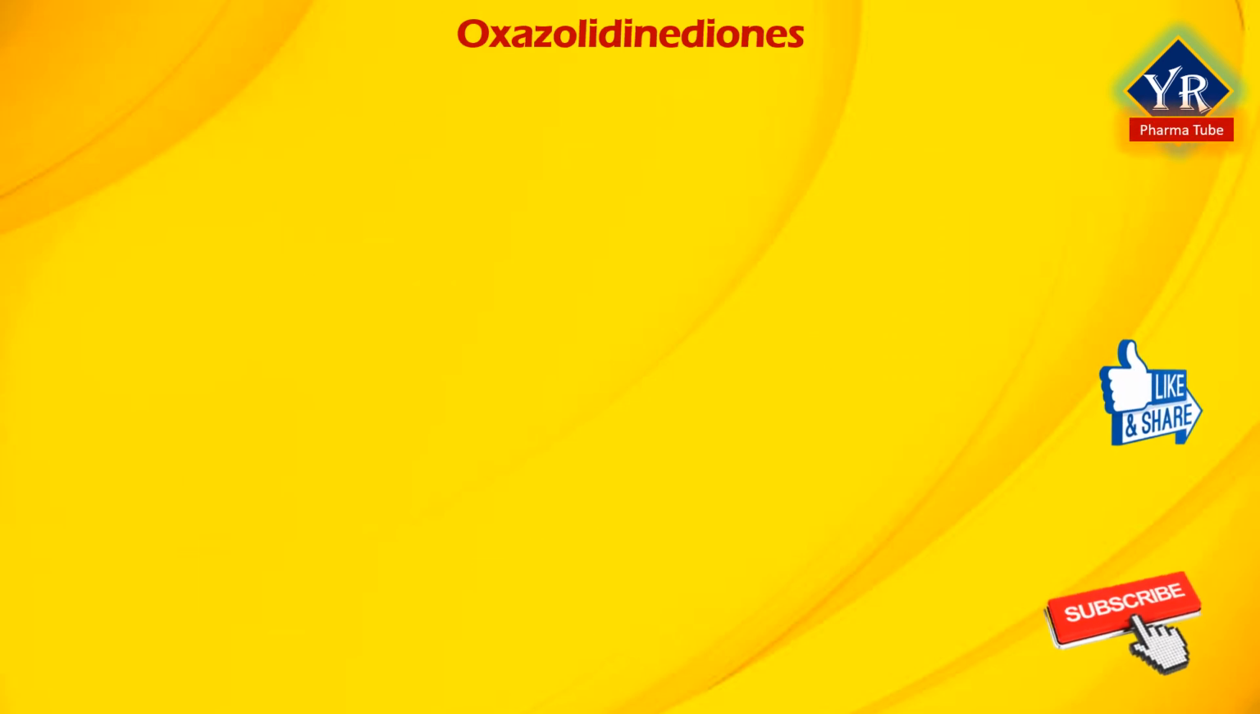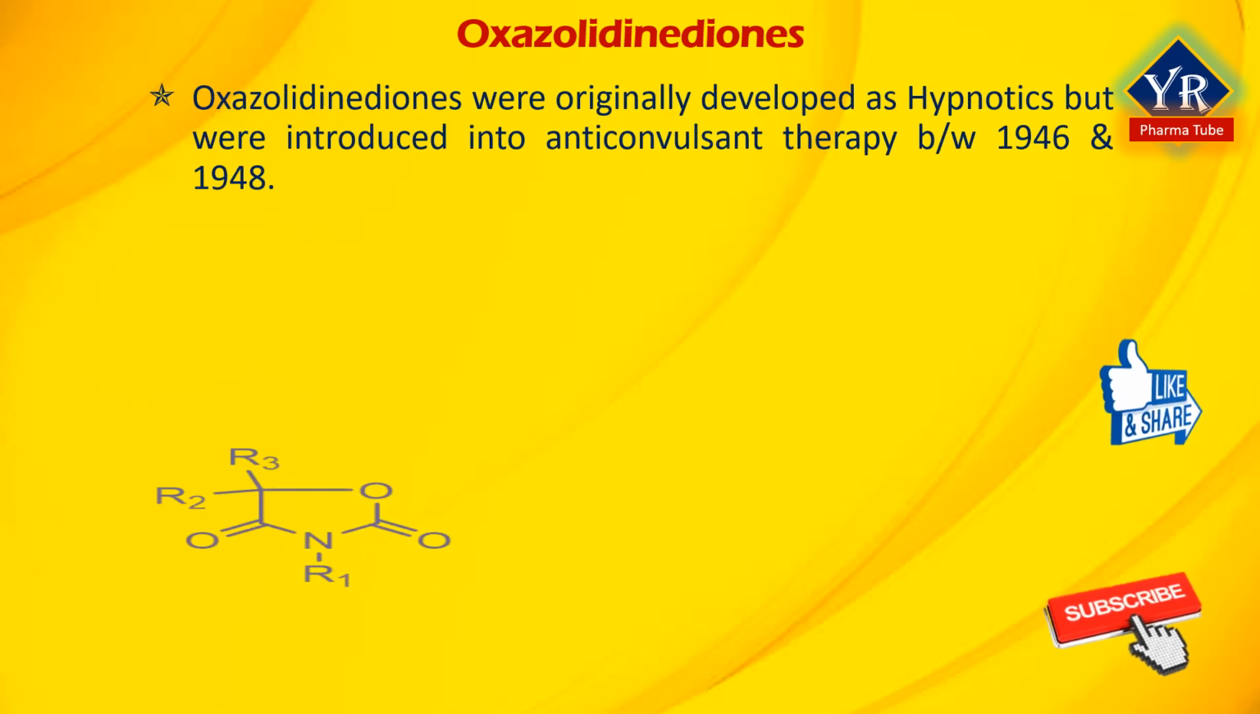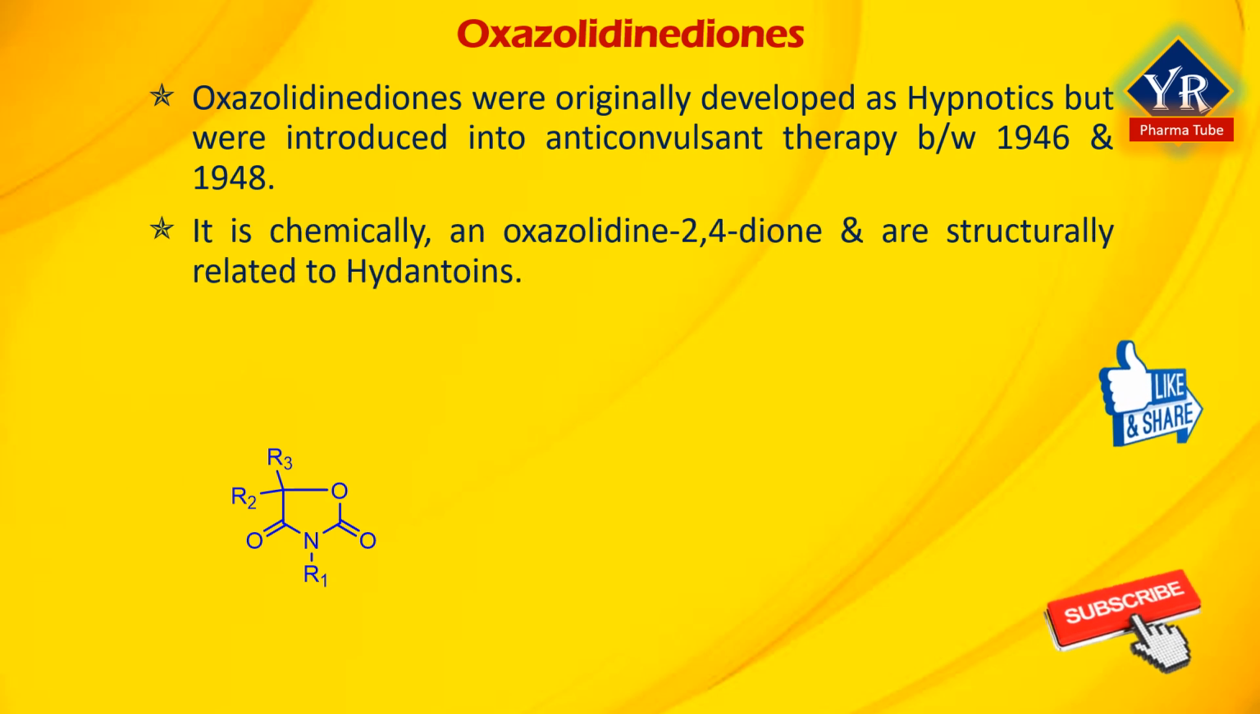Like other anti-epileptic drugs, the oxazolidinediones were originally developed as hypnotics or analgesics, but they were introduced into anticonvulsant therapy between 1946 and 1948. Oxazolidinedione is chemically an oxazolidine 2,4-dione and is structurally analogous to hydantoins. The difference is that the NH at position 1 of hydantoin is replaced by an oxygen atom in oxazolidinediones.